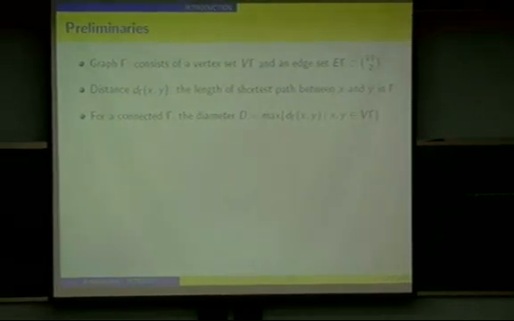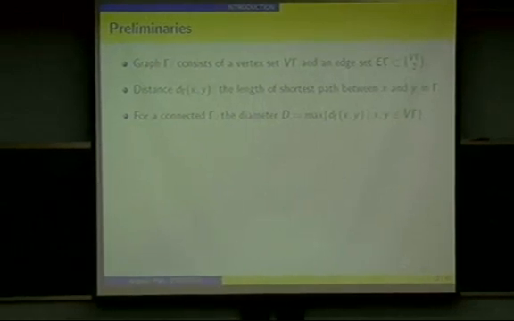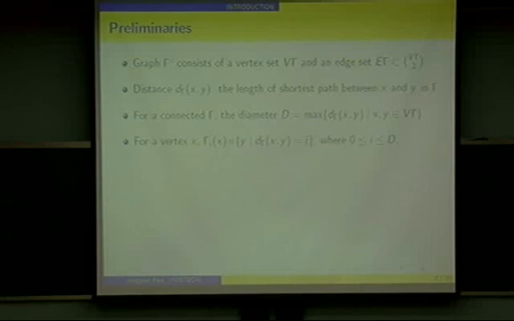For a connected graph gamma, the diameter d is the maximal distance in the graph. For a vertex x, we denote gamma sub i x as the set of vertices which have distance i from x. For example, given a vertex x, x itself is gamma 0 x, these three vertices are gamma 1 x, these are gamma 2 x, and this vertex is gamma 3 x.